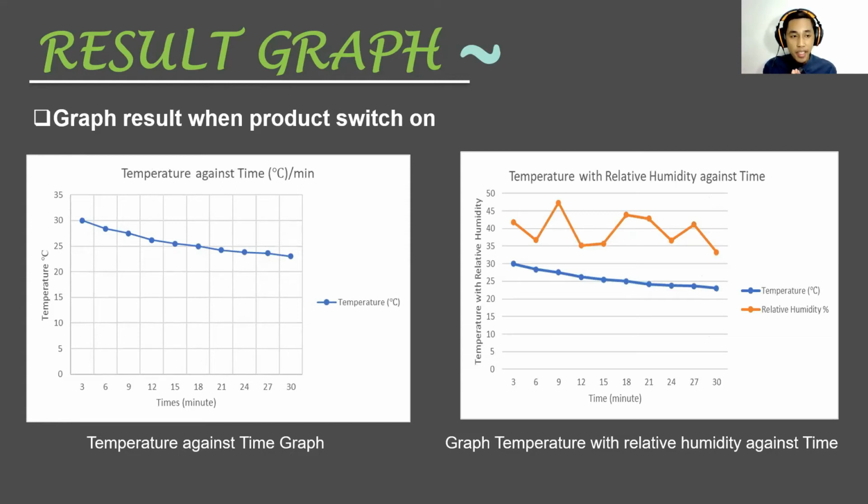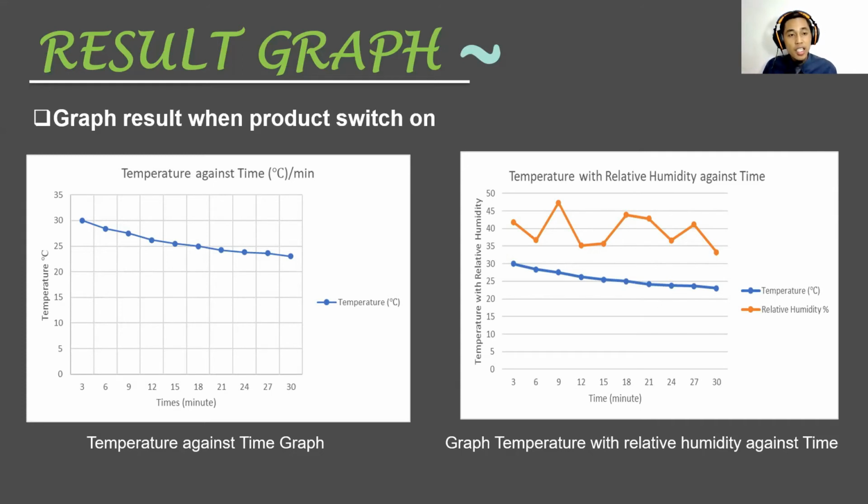So, the result graph when the product is switched on. In the early 3 minutes, the temperature is 30 degrees Celsius, while the relative humidity is 41.8%. After 50 minutes have elapsed, the temperature is 25.5 degrees Celsius, while the relative humidity is 35.7.